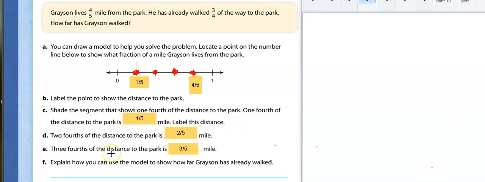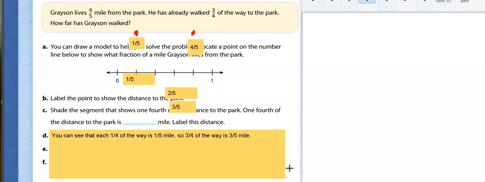F tells us to explain how you can use the model to show how far Grayson has walked. So my constructive response should say, you can see that each 1/4 of the mile, because again, the distance from his house to the park is broken up into fourths, each 1/4 of the way is equivalent to 1/5 of a mile. So 3/4, which is right here, is equivalent to 3/5 of the entire mile. Let's turn to the next page.